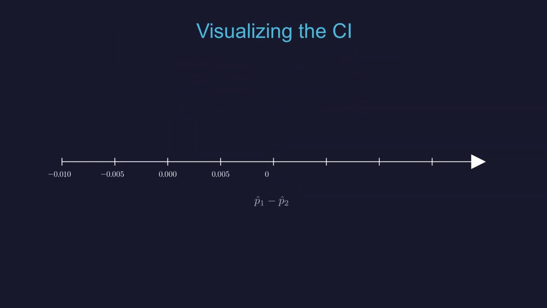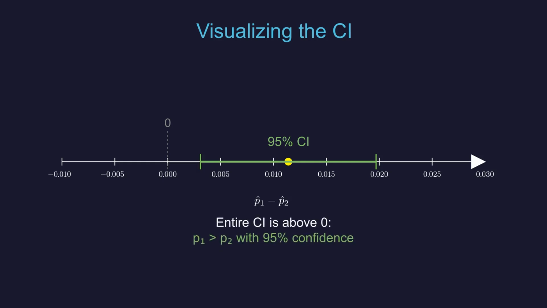Here's the confidence interval on a number line. The dashed line at 0 represents no difference. Our 95% CI stretches from 0.003 to 0.02, with the point estimate at 0.011. Notice the entire interval lies above 0. This means we're 95% confident that the estrogen group has a higher incidence than the placebo group.